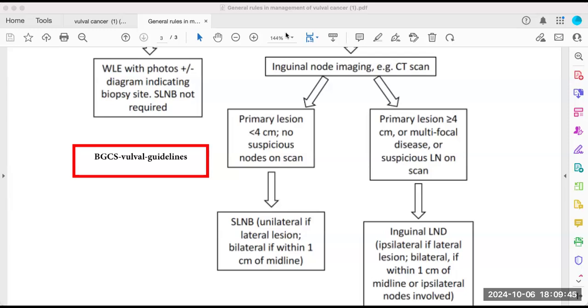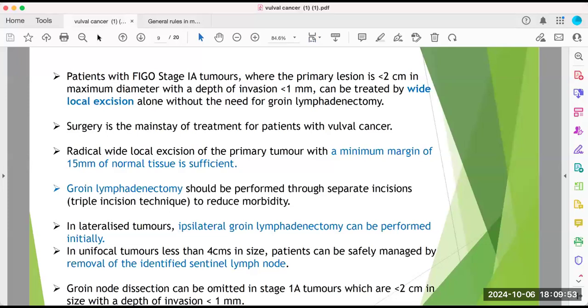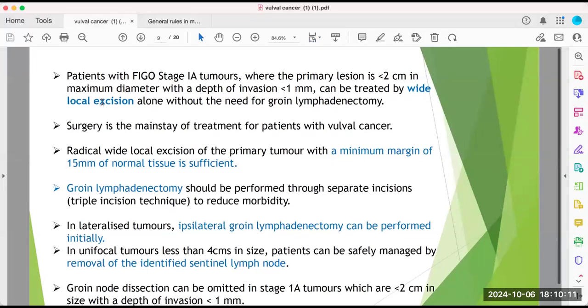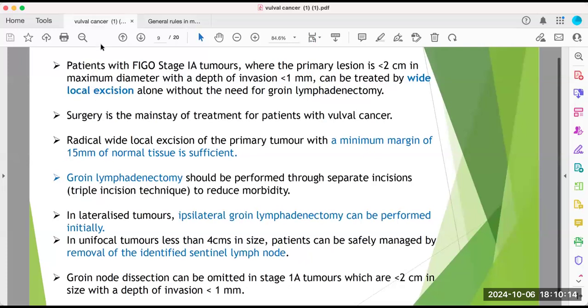Remember the rule of the sentinel lymph node: it's for a small size tumor, less than 4 cm, and not suspicious on scan or by clinical examination. So we take sentinel lymph node biopsy in this case. Understood, my friends? If you want to ask questions, please write them down.